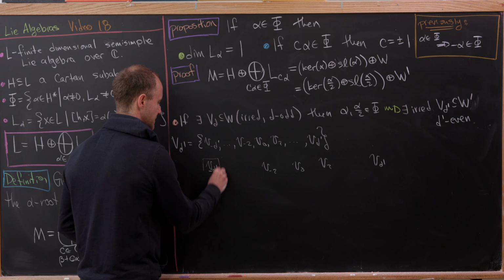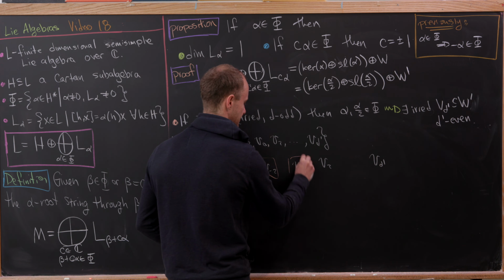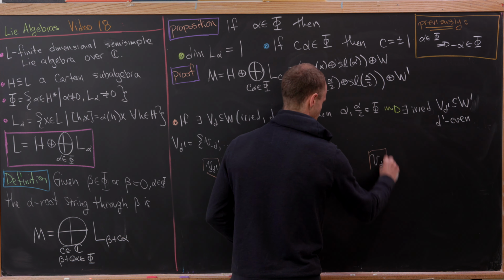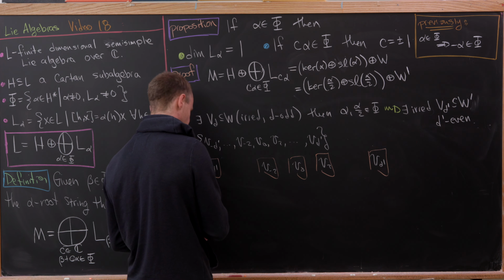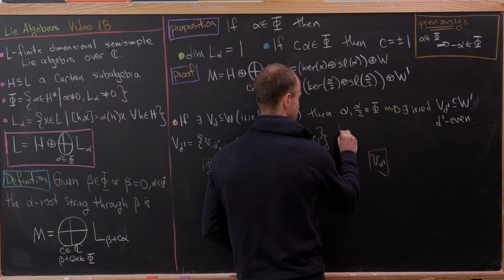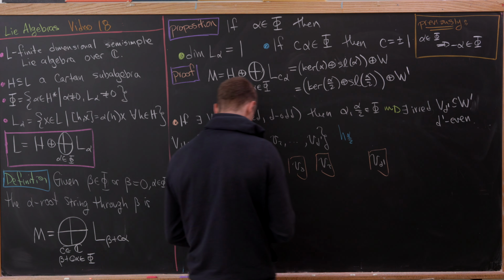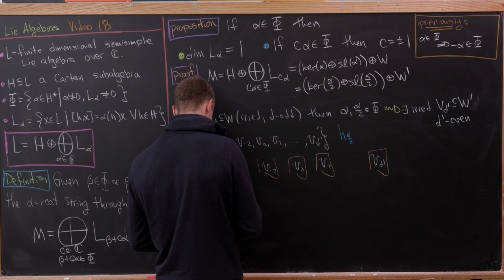Okay, so now let's put some boxes around those so we can see what's going on. And then we'll color code the action just like we did before. So let's say this blue is H alpha over 2 action.